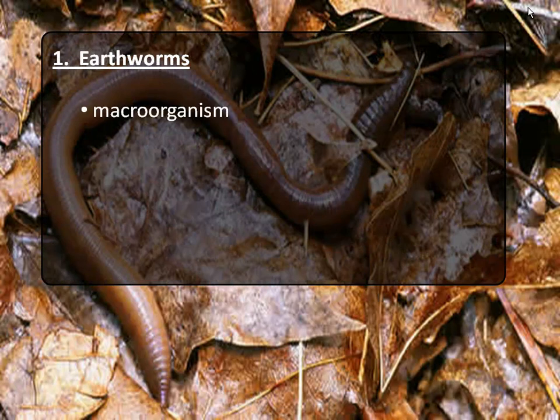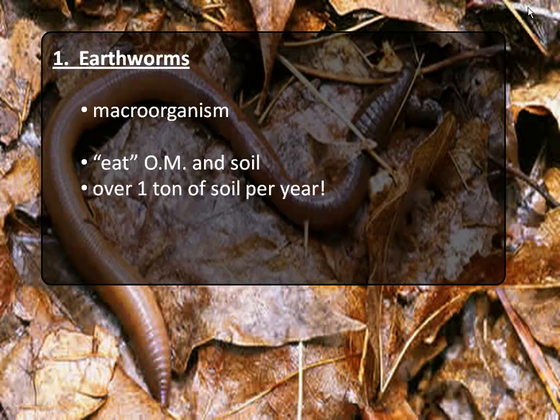Earthworms are a macroorganism. What this means is that you're capable of seeing it right with your naked eyes, so you don't need a microscope or any other device to be able to see this organism. Earthworms are important because they are able to directly eat organic matter and soil. So they'll actually ingest the soil whole, they'll decompose that organic matter, and they'll produce a lot of waste as an output from eating all of that soil.